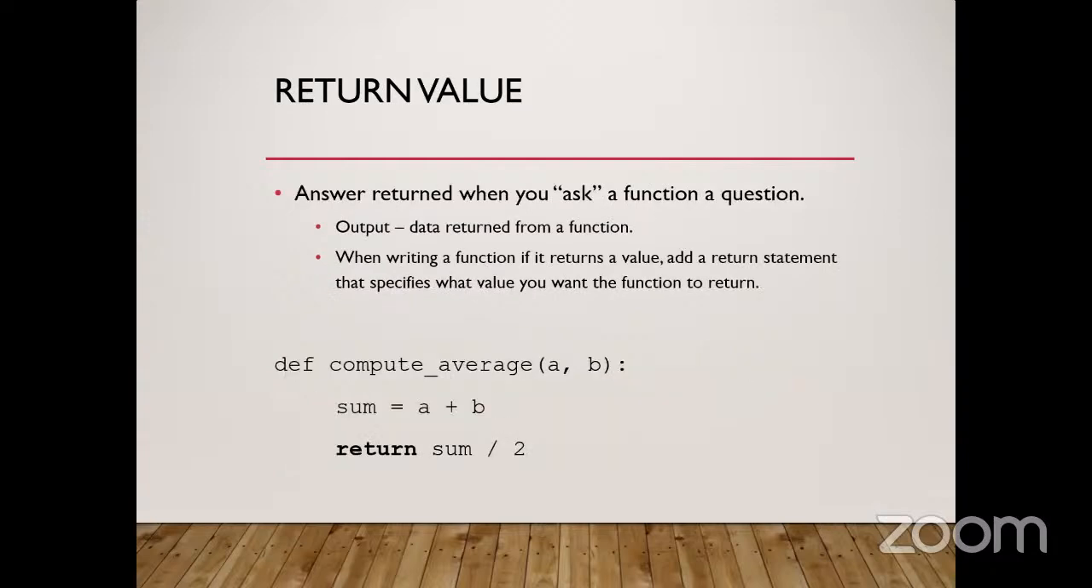So, return values. Functions can give information back to your program. So you can have a function called calculate average, and it passes in a list of numbers. It sums them up, divides them, and then just returns that average. And every time you needed to calculate an average, you could use it. But remember, it can only return one value.